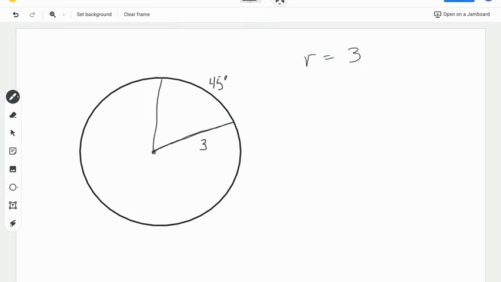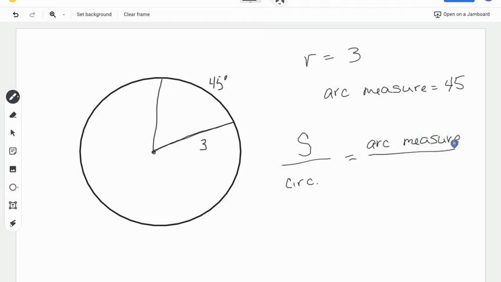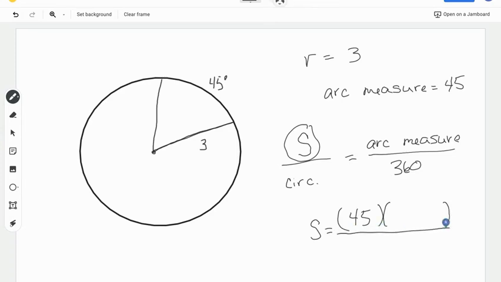And we know that the arc measure equals 45. So let's think about what our equation was. We knew that the arc length and the circumference have to be in the same ratio as the arc measure is related to 360. So if I want to solve for this S, I got to plug in what I know. Okay, so I know my arc measure is 45. I'm going to put my circumference in a minute, and I'm going to divide that by 360. Let's take a minute here to step aside and find that circumference.